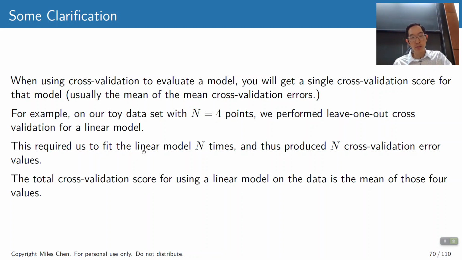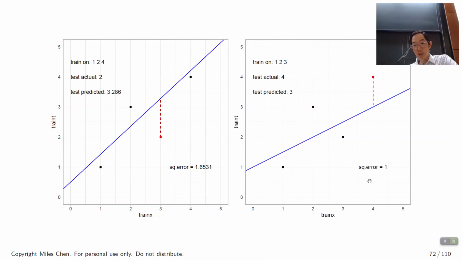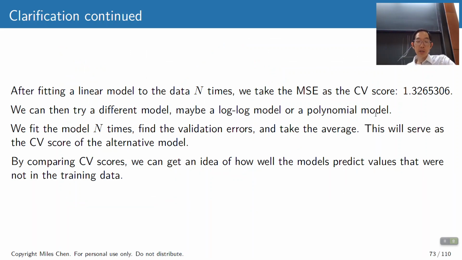So I said this required us to fit the linear model n times. We produced n different cross-validation error values, but then the overall cross-validation score is just the average, or the mean, of those n values. Again, the picture is that for this one being left out, our squared error is 1, then 1.6, then 1.6, and then 1. After fitting the linear model to our data n times, our cross-validation score is 1.36.